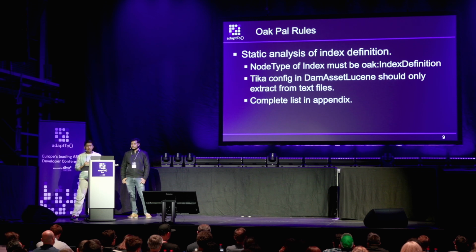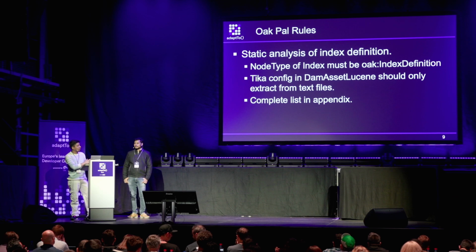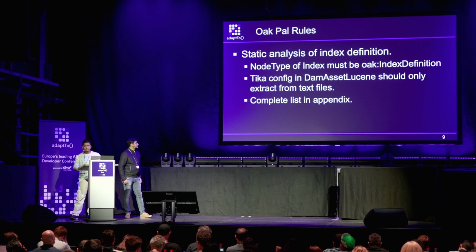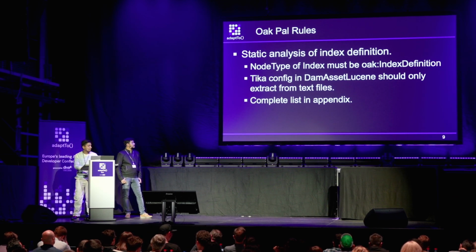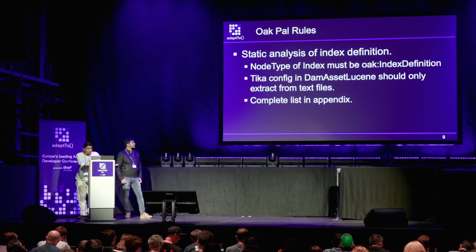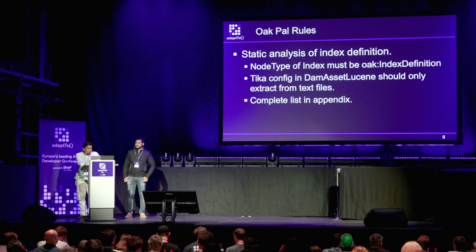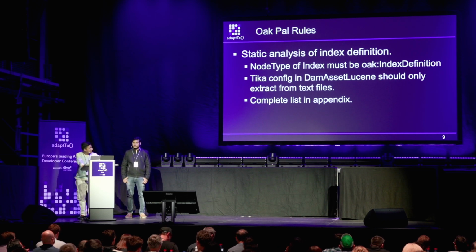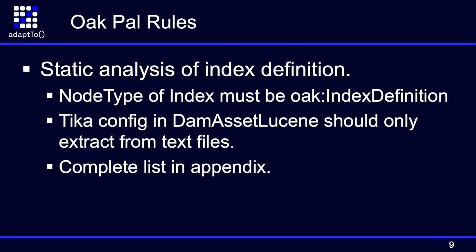Depending upon the severity that has been set for the OAK-PAL rule, they could either log a warning or actually fail the pipeline altogether so that it does not go beyond that point. A couple of examples of the OAK-PAL rules for indexing are, I have a check on node type of an index must be equal to OAK:index definition.